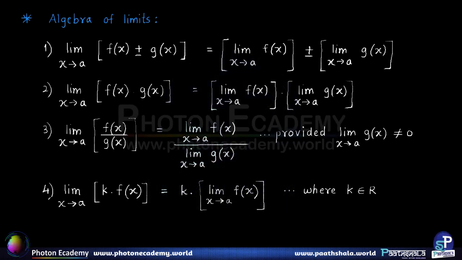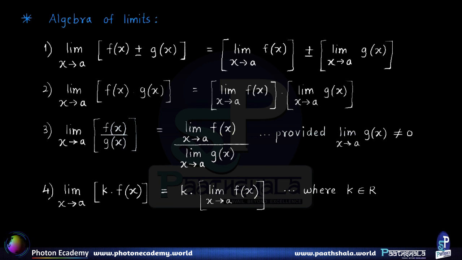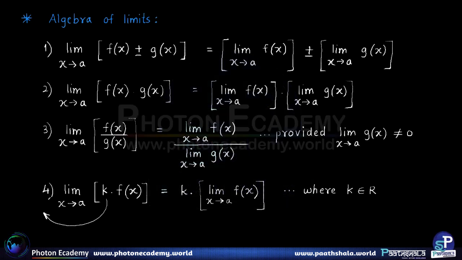Right? The fourth rule says that if you want to find the limit of a function multiplied by some constant k, which might be a real number, then it is the same as k into the limit of that function. So in other words, the k can be taken out of the limit. So within a limit, if you have a real constant, then that can be taken outside the limit. So that is what this particular rule says.